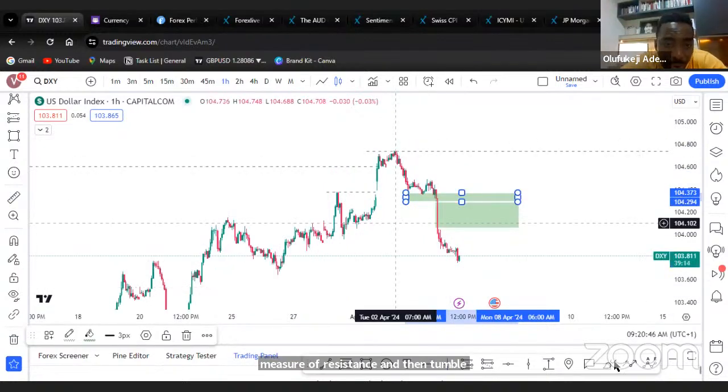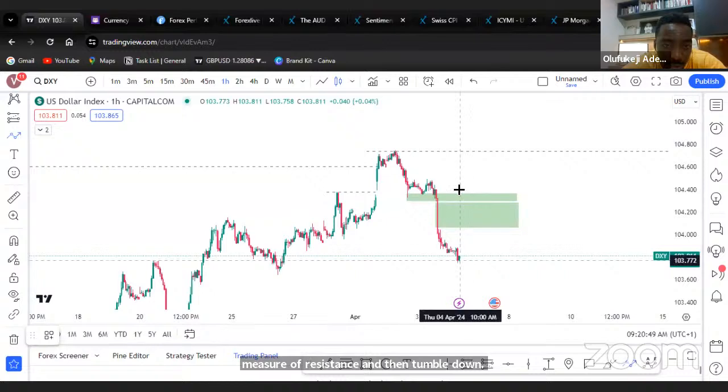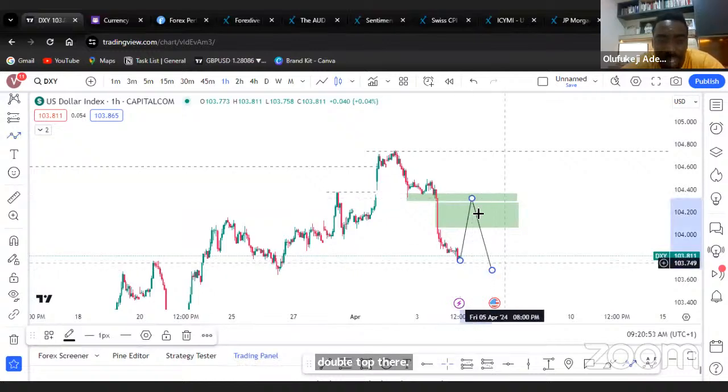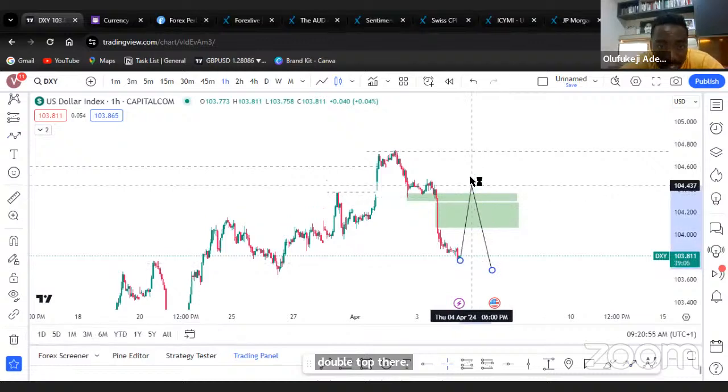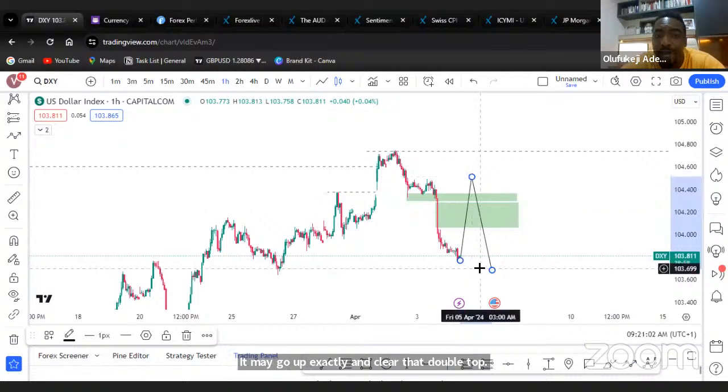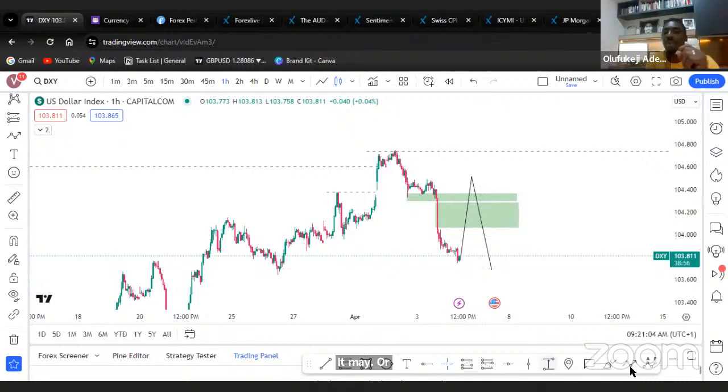It may tap above because there's liquidity. There's a double top there. It may even go above. It may go up exactly and clear that double top. Or it may just tap into that flip zone and come down.